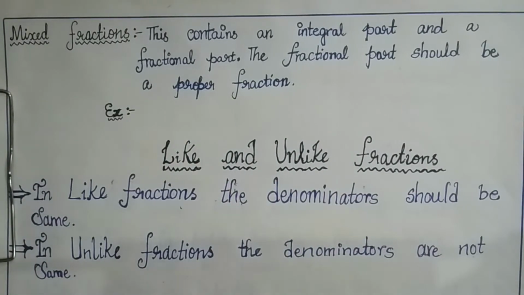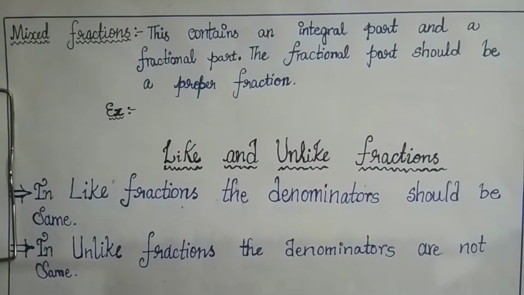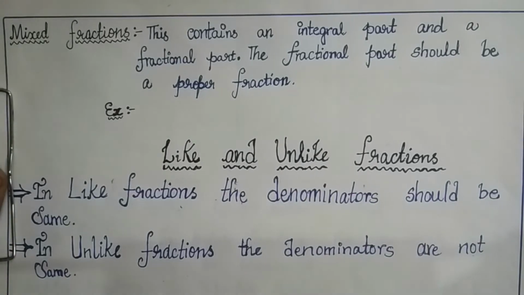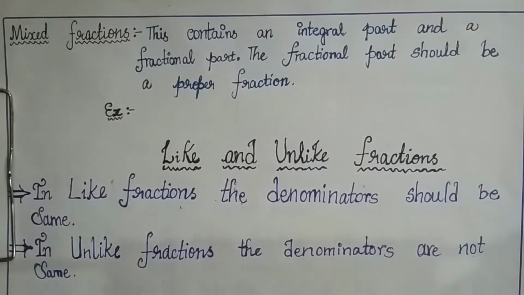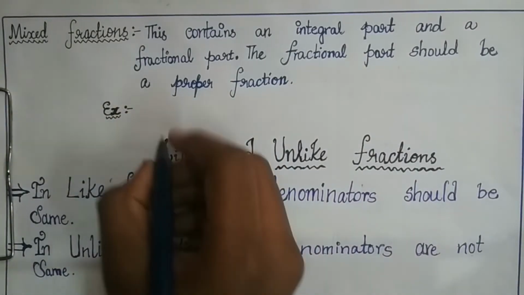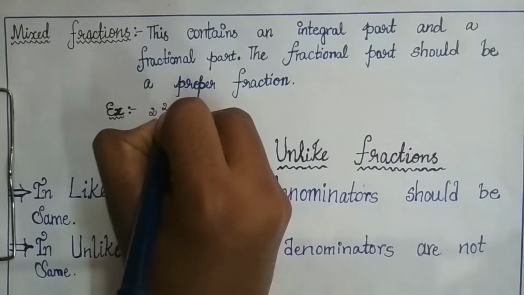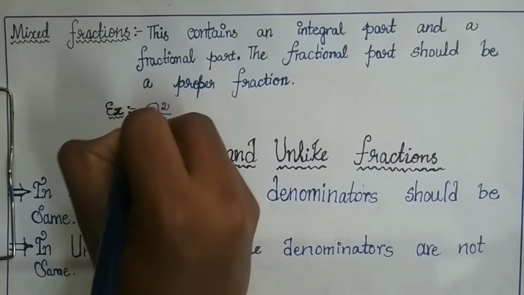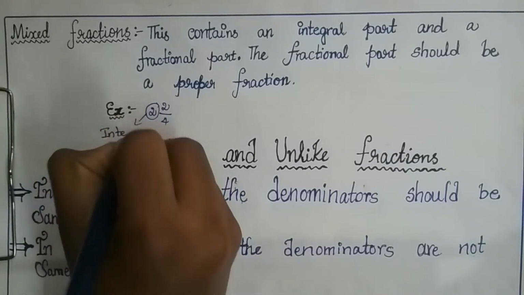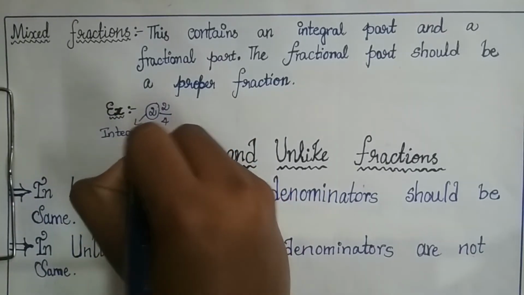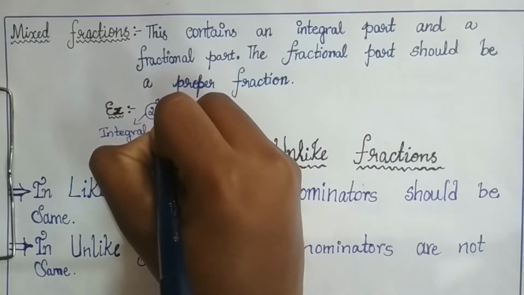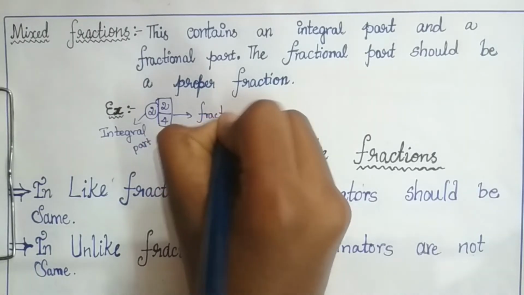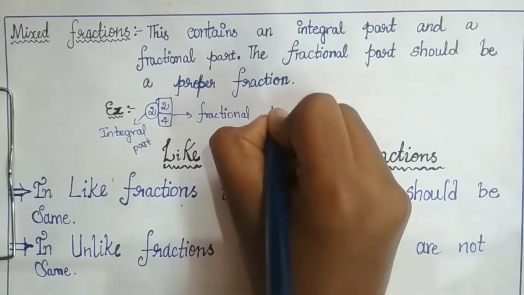Now mixed fractions. This contains an integral part and a fractional part. The fractional part should be a proper fraction. Here a mixed fraction is nothing but, for example, 2 and 2 by 4. This part is known as the integral part, whereas this 2 by 4 is known as the fractional part.